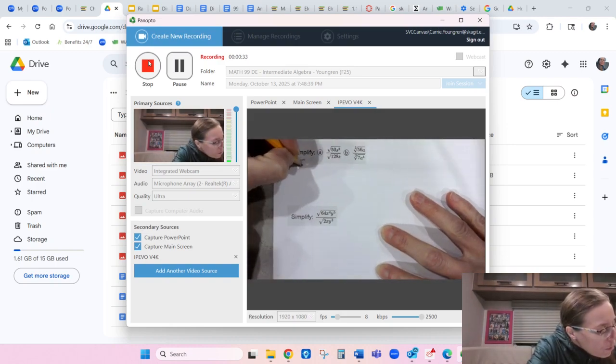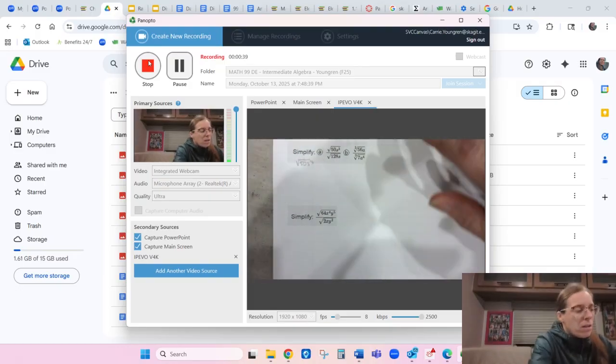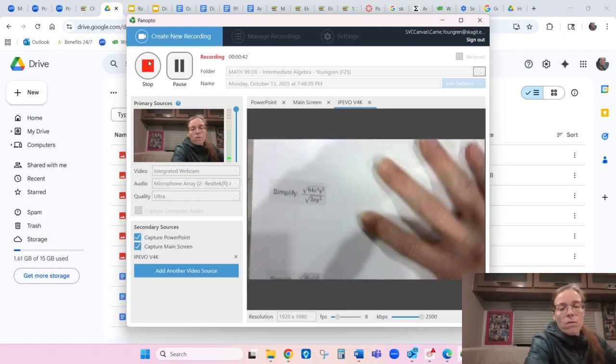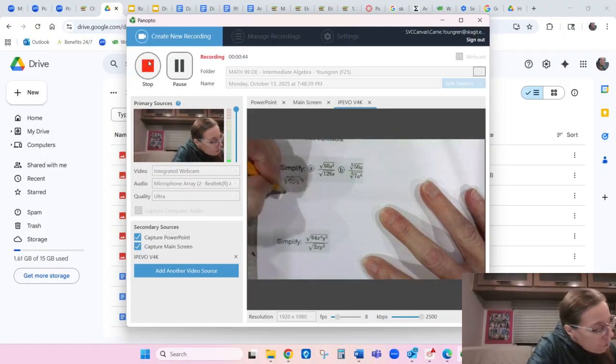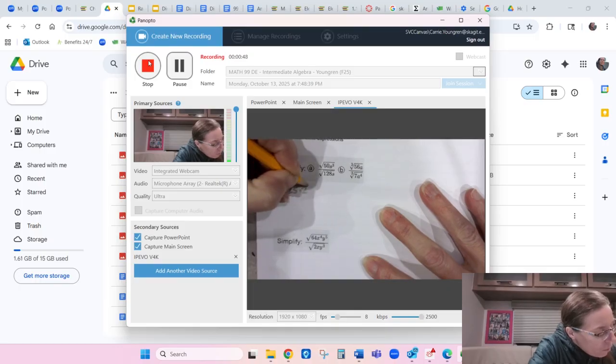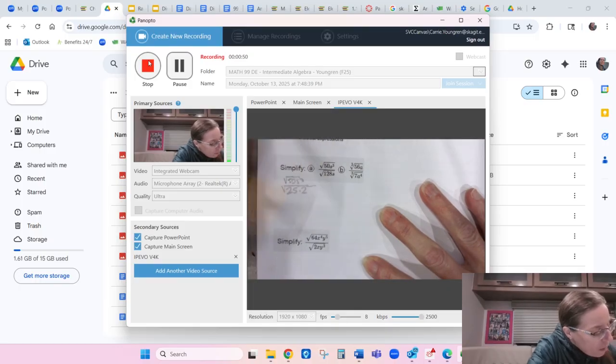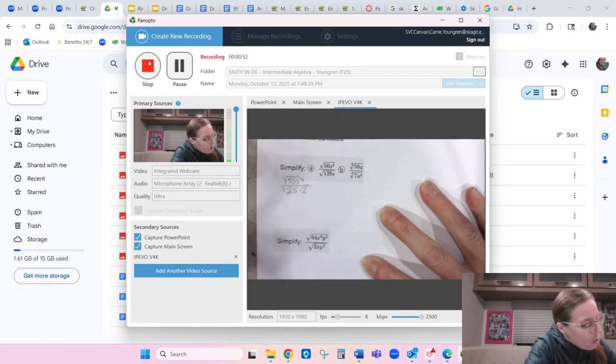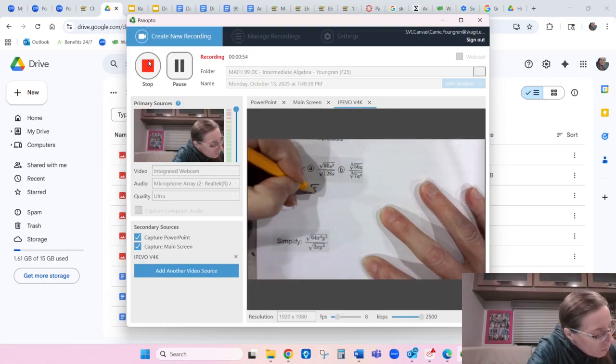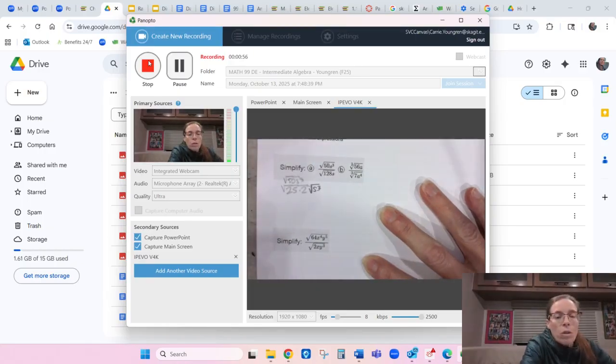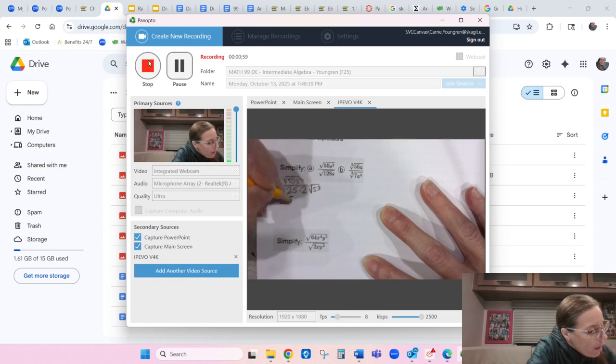So the square root of 50 s cubed on the top. Square root of 50 can simplify to square root of 25 times 2. And then we would have the square root of s cubed. Square root of 25 turns into 5 root 2.